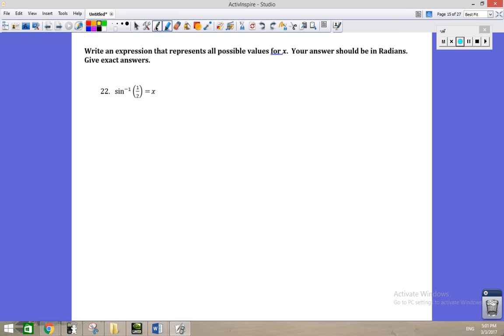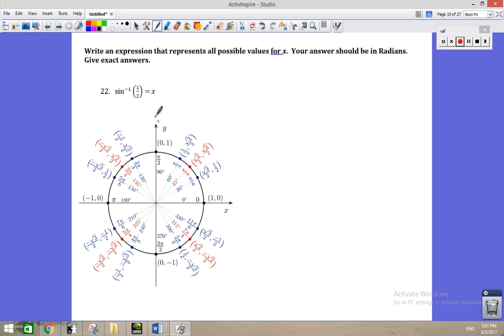Now there's infinitely many solutions to this equation, and they want me to write an expression that represents that infinite list. So let's use our unit circle. We know that from 0 to 2 pi there's 2 points that have a y-coordinate of positive 1/2, here at pi over 6 and at 5 pi over 6.